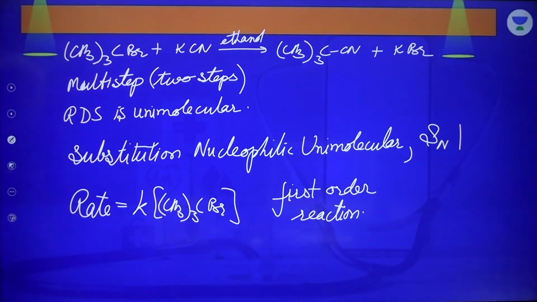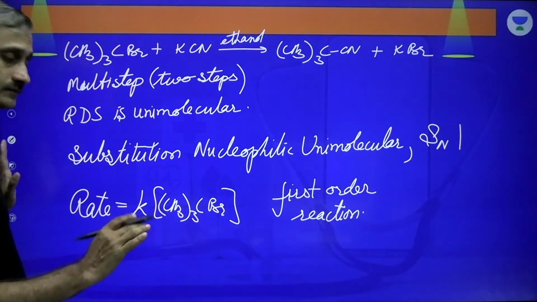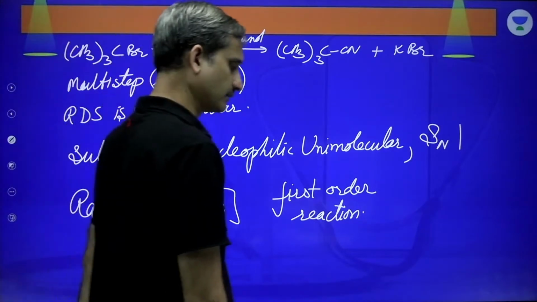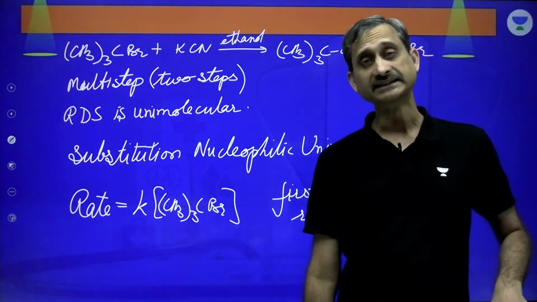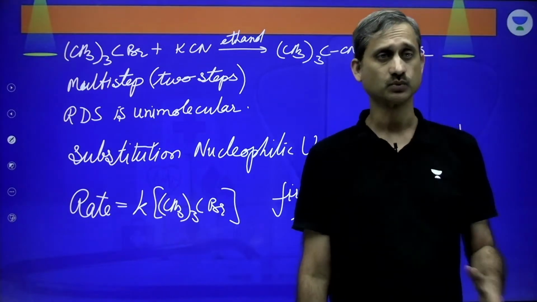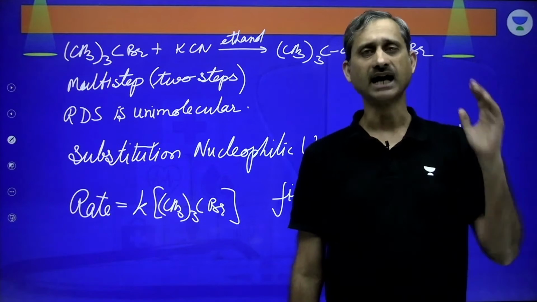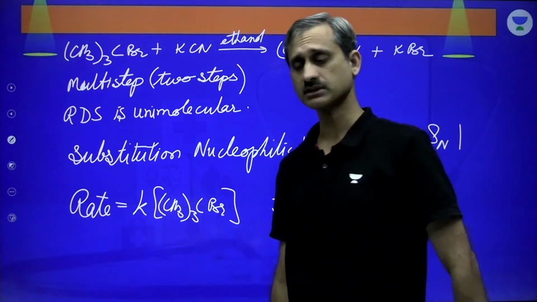So this is what we have as the first order reaction. Fine. So we have just understood what is the transition state, we have understood what is the reaction rate determining step, we have understood what is the intermediate, what are the steps of the reaction, what is the molecularity. Anyone has any doubts in any of these terms?